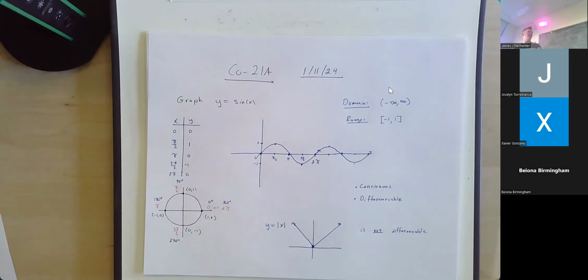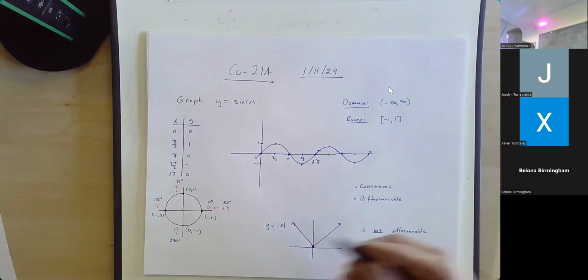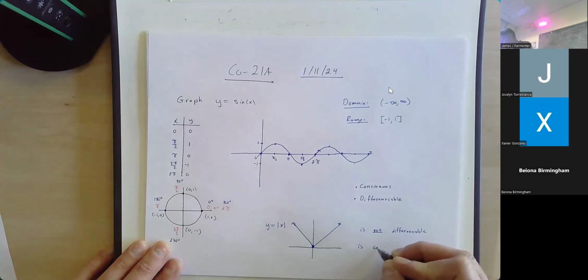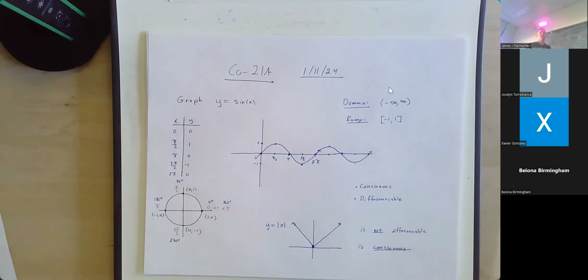Is this function continuous? Did I have to lift my pen off the paper when I drew it? No, it definitely is continuous everywhere. Although I don't really need to say the everywhere part, because when I say it is continuous, the everywhere is implied. Just like when I say it is not differentiable, the everywhere is also implied. It's differentiable almost everywhere, but not everywhere. Oh yeah, there was something. Yeah, we'll come back around to that.